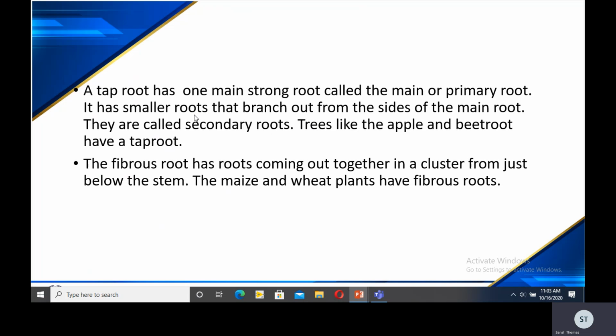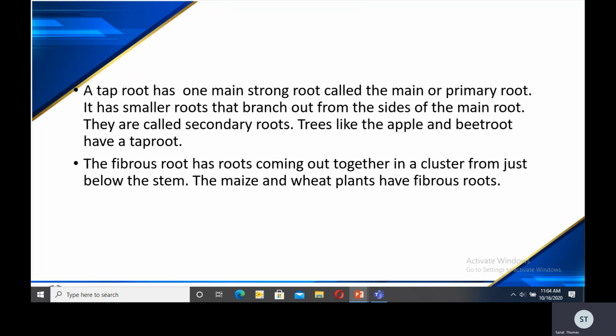A taproot has one main strong root, called the main or primary root, and it has smaller roots that branch out from the sides of the main root. They are called secondary roots. Plants like apple trees and beetroot have a taproot system. And fibrous roots come out together in a cluster from just below the stem. The maize and wheat plants have fibrous roots.